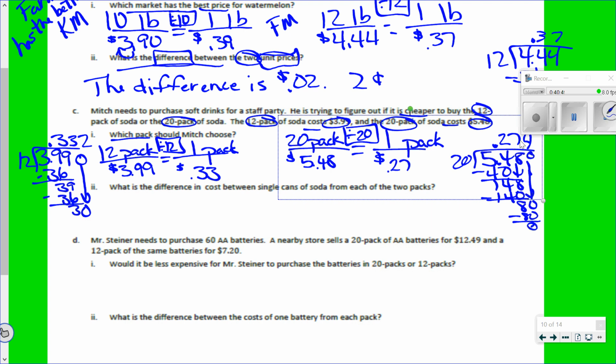Okay? So which pack should Mitch choose? That's our actual question. We've done all the work. Guess what happens if you do all this work and never answer the question, guys? We'll give you half credit because you've done all the work, and normally when we set this up, half the work, half the points are on the work, half the points are on actually answering the question. So which one should he buy? The 20 pack. Okay, so he should buy the 20 pack.